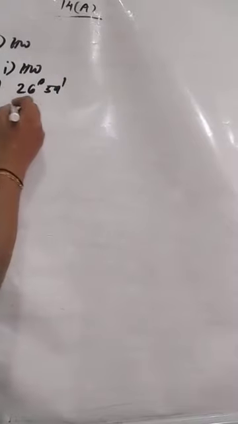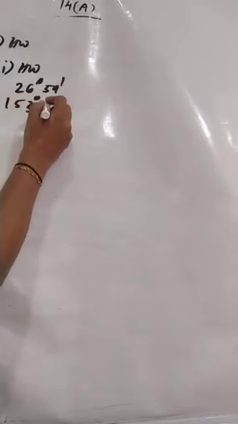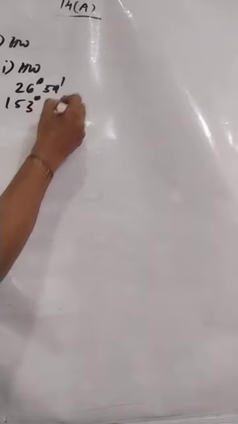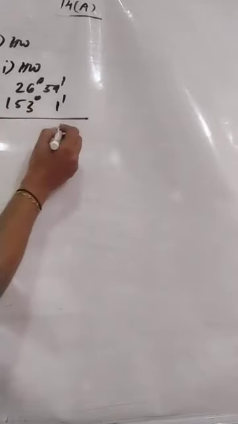Now the 13th question. Are the following pairs of angles supplementary? First one, homework. Just add the values, and if the sum of the angles is equal to 180 degree, we can say yes, they are supplementary. Now let us check the second one. 26 degree 59 minutes and 153 degree 1 minute. Let us add this.